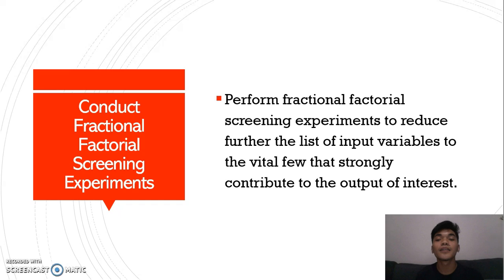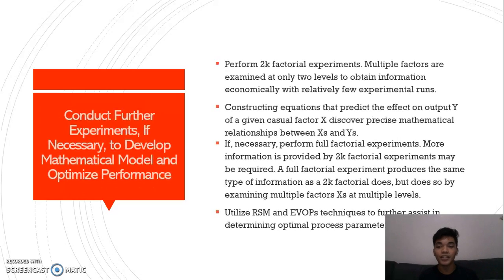Number 1. Conduct fractional factorial screening experiments. You must perform fractional factorial screening experiments to reduce further the list of input variables to the vital few that strongly contribute to the output of interest. Number 2. Conduct further experiments, if necessary, to develop a mathematical model and optimize performance. Multiple factors are examined at only two levels to obtain information economically with relatively few experimental runs.